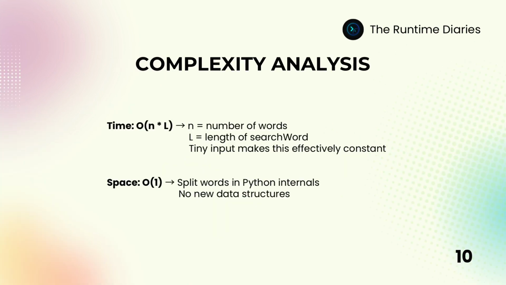Let's talk about the time and space complexity. Time complexity is O of n times L, where n is the number of words in the sentence and L is the length of the search word. In real-world terms, this is effectively constant time because sentences are so short in the problem constraints. Space complexity is O of 1 extra space. We're not creating any new data structures. We're not building a trie. We're not using a hash map. We're just splitting the sentence into words, which Python handles internally, and then we're doing a clean, fast scan through the words. This is as efficient as it gets for this problem.